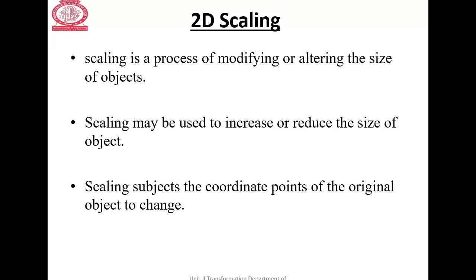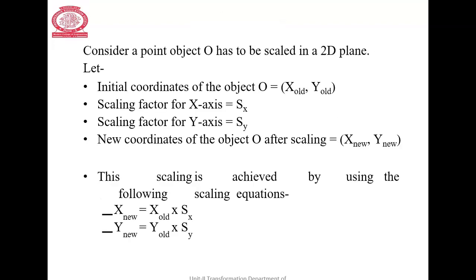Scaling causes the coordinate points of the original object to change. So here in case of scaling, you can consider point O, which is to be scaled in the 2D plane. The initial coordinates of the point you can consider similar to the translation, that is x old, y old. But here instead of the translation vector, you'll have to use the scaling factor. The scaling factor for the x-axis can be called Sx, whereas the scaling factor for the y-axis can be called Sy. So the new coordinates of the object after scaling will be, of course, x new, y new.